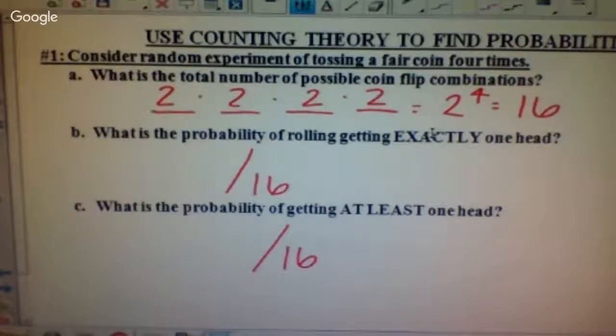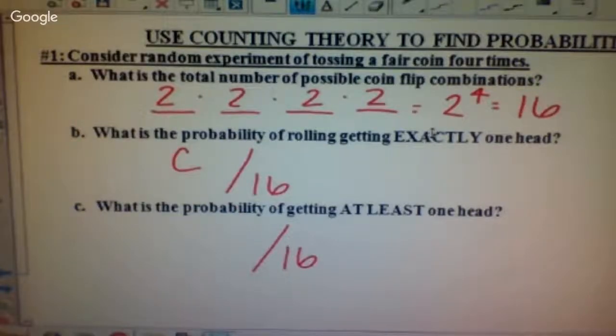Exactly 1 head. Does that tell me my heads has to come first, or that my heads has to come third? No, so it's going to be combinations. This doesn't tell me where the heads has to fall. It can fall in any one of the 4 slots, so this should be a combination.